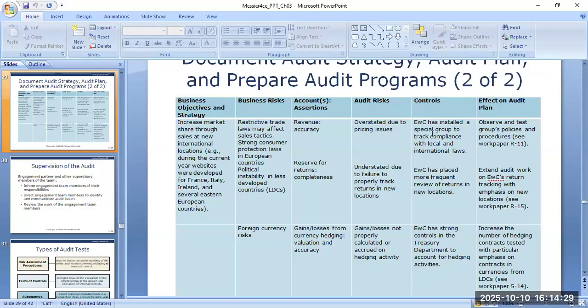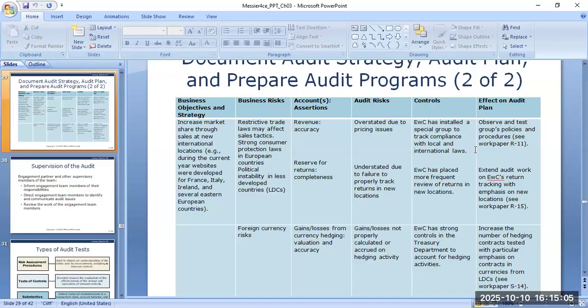Control. Is the company doing anything on the control level? This company has installed a special group to track compliance with the local and international laws. That's for the revenue. The company has placed more frequent review of returns in the new locations. The company has strong control in the treasury department over the accounting and the hedging activities.